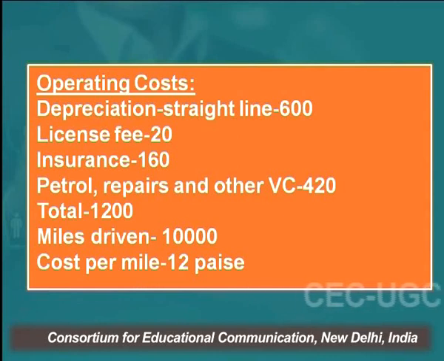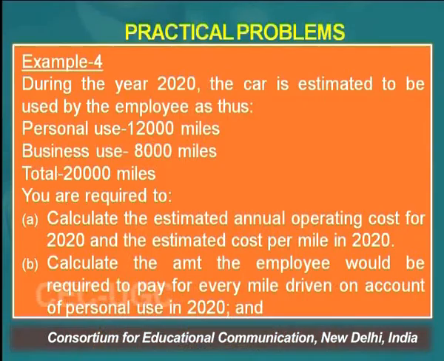Miles driven 10,000 miles, right? Cost per mile 12 paisa. So this is the way the cost has been derived. During the year 2020, the car is estimated to be used by the employee as follows. Personal use 12,000 miles, business use 8,000 miles. So there we are distinguishing between personal use and business use. For personal use 12,000 miles, business use 8,000 miles. So total is 20,000 miles.